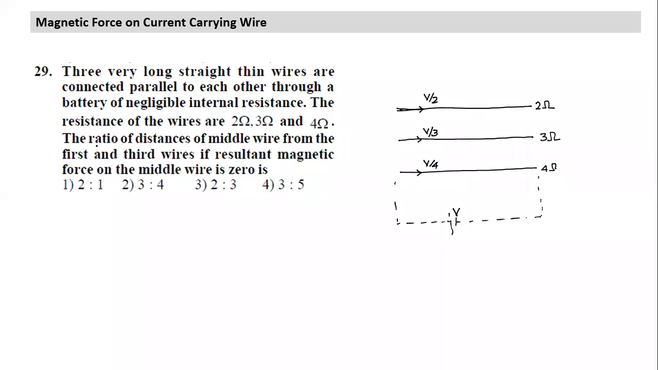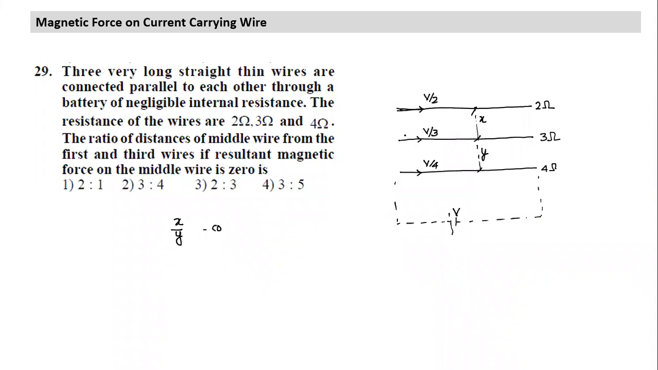Now, what else is being asked? The ratio of the distance of the middle wire from the first and the third wire. Let's say the distance from here to here is X, and this distance is Y. What we need to find is the ratio of X by Y. For what condition? The condition here is that the resultant magnetic force on the middle wire is 0.